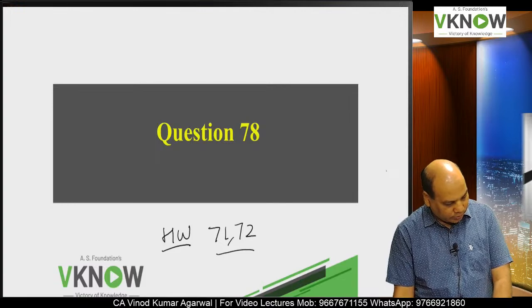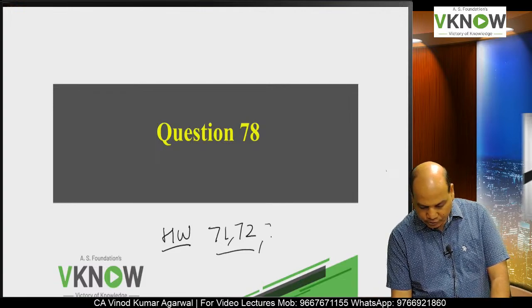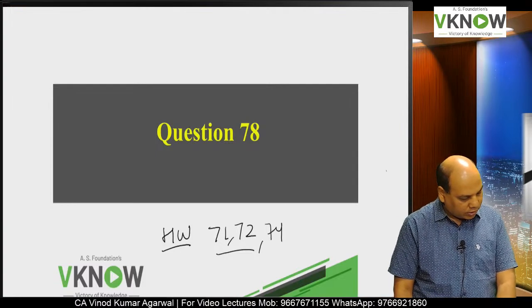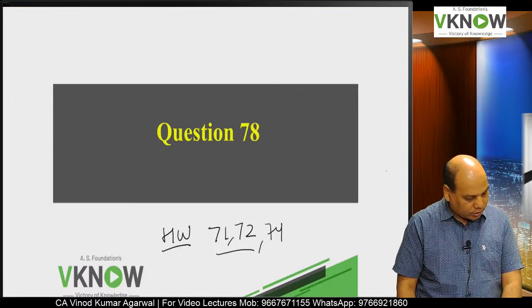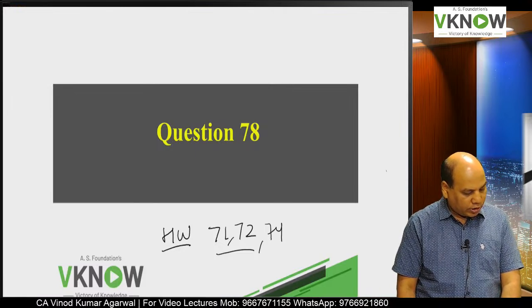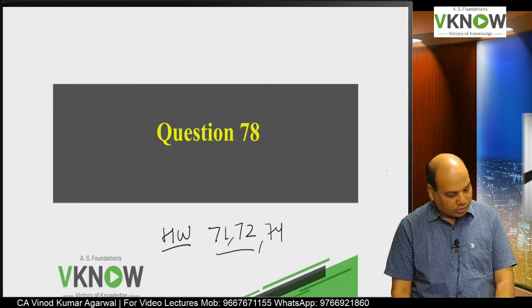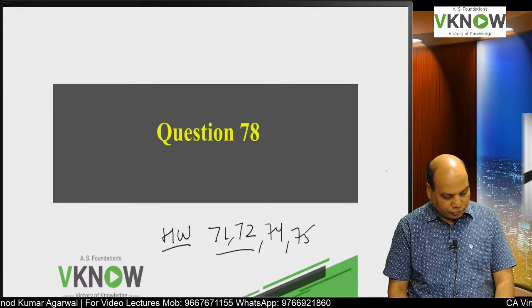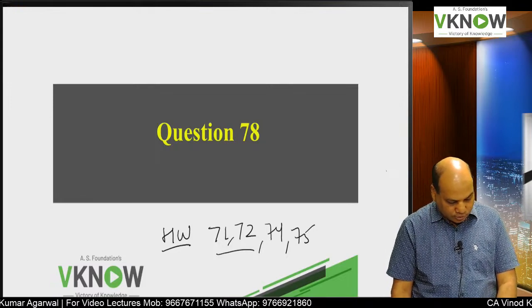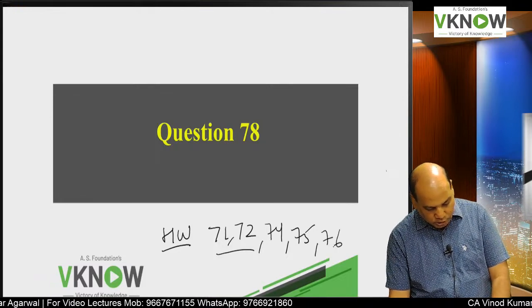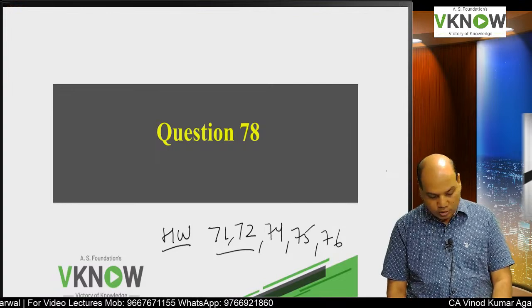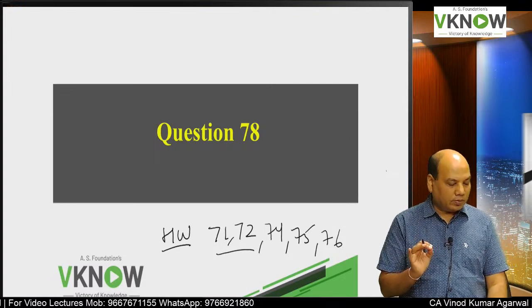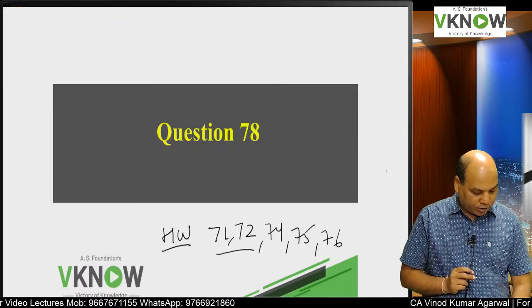73 we have done. 74 also homework because it is also same, which is July 21 exam for 8 marks. Then question 75 also homework. This was also exam question. And question 76 is November 11 6 mark. All question will simply require you to compute the same thing that we have done.